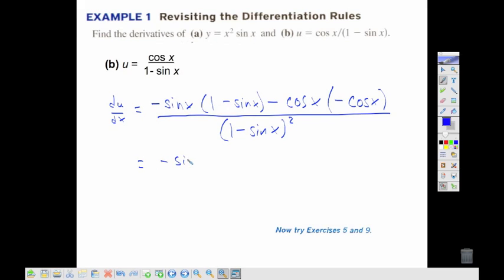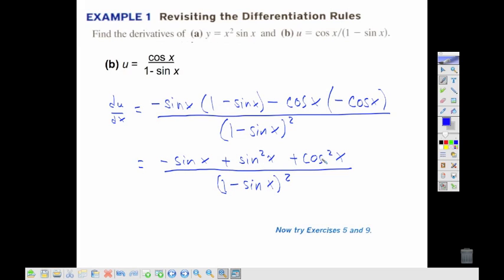Now we can simplify this, and notice that you're getting sine of x squared plus cosine of x squared, which is actually 1. And so this is simplifying. If we move that out in front, 1 minus sine of x over 1 minus sine of x squared. We can simplify further because of that exponent, and we're left with 1 over 1 minus the sine of x.